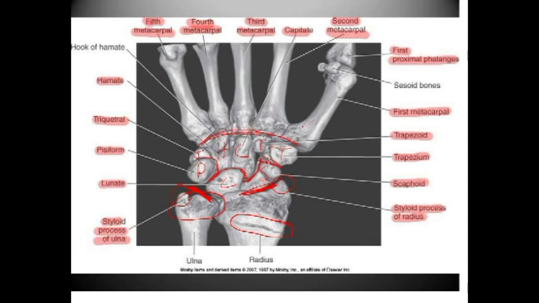Here we have the thumb, index, middle, and this would be your ring finger, and this would be your pinky, or 1, 2, 3, 4, 5 in terms of numbering. Here we can see that we have the first metacarpal, second metacarpal, third metacarpal, fourth metacarpal, fifth metacarpal. Also we have some sesamoid bones here.